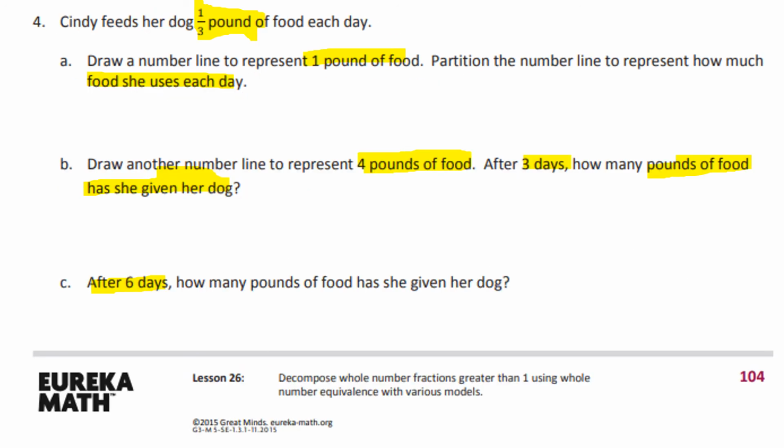So for this problem, it says Cindy feeds her dog 1/3 pound of food each day. Draw a number line to represent 1 pound of food. Partition the number line to represent how much food she uses each day. So again, we're going to be drawing a number line. I'll let you partition it. Then it says draw another number line to represent 4 pounds of food. After 3 days, how many pounds has she given her dog? And then finally, after 6 days of food, how many pounds of food has she given her dog? So take your time.